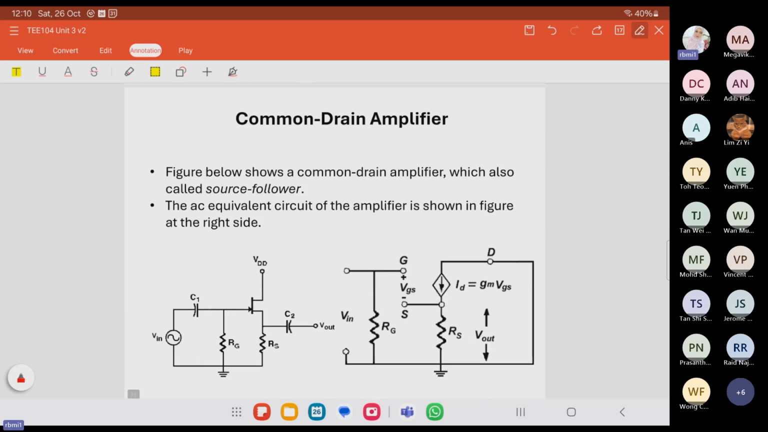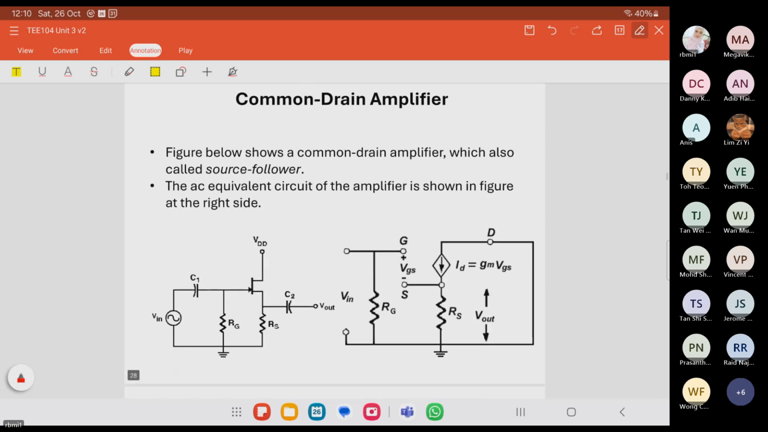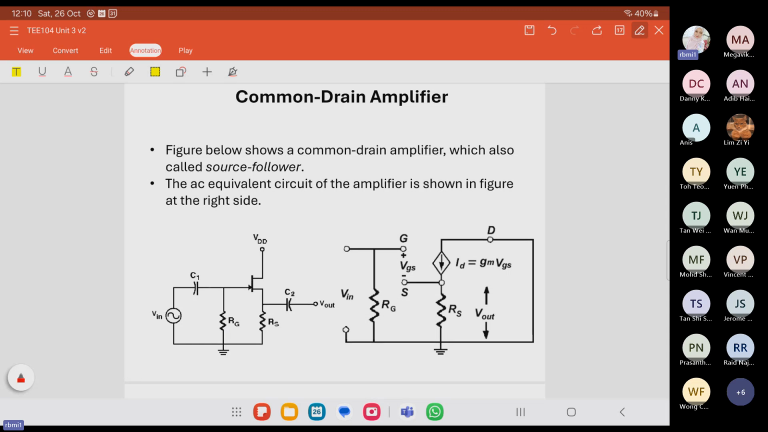Next, we have the common drain amplifier. For common drain, the drain is connected to the ground. From the drain, it goes to the ground, because from the drain we consider the current source and voltage source connected to the ground, so that is why this is ground. The D goes to ground. VGS is from this node, and this is V in, from this node. This is short here.